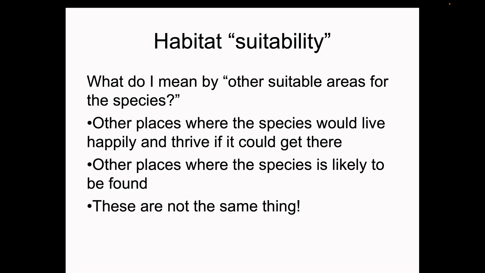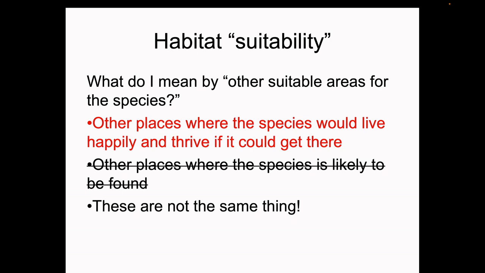Habitat suitability that you get from species distribution modeling is for the entire landscape. You'll get these habitat suitability measurements which tell you other places where the species would live happily and thrive if it could get there, and it would show you other places where the species could not live happily and thrive even if it could get there, and everything in between. The point is that you should never say that species distribution modeling shows you the probability of where the species would be found somewhere. It does not.